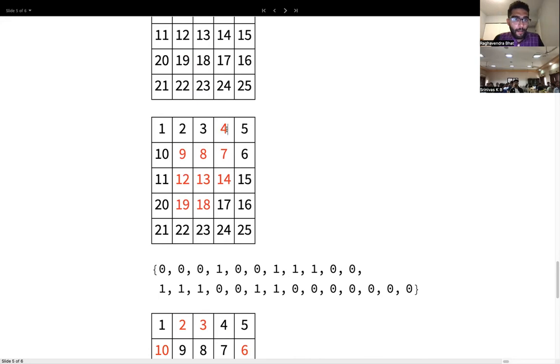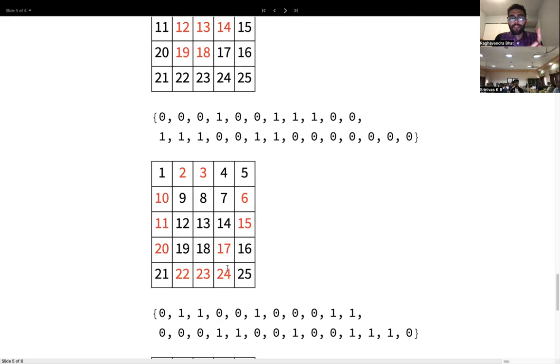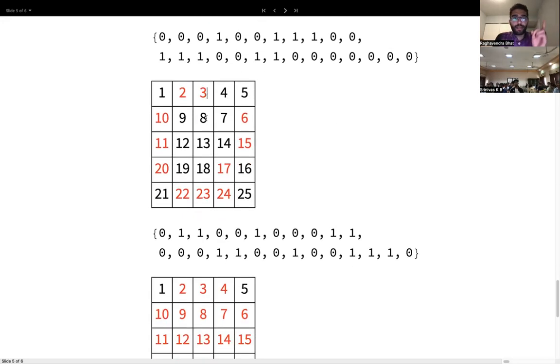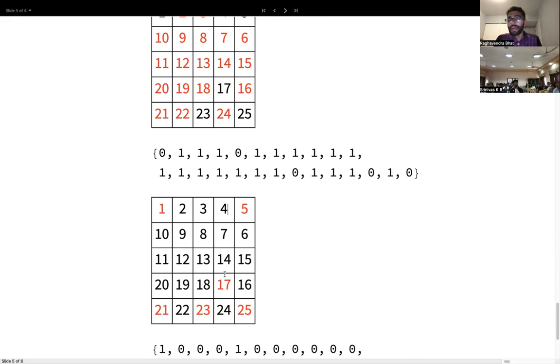So 4 is excited, but 4 has 2 prime neighbors and 2 excited neighbors. So the total is 4. And if the number of people around you is more than 3, you go back to becoming dormant. So you have primes and excited numbers together, that makes 4 go back to becoming dormant. But in the very next state, because now it has 1, 2, 3, and 4 neighbors who are either prime or excited, it goes back to becoming excited. But now, because it has 1, 2, 3, 4, 5 neighbors who are either prime or excited, it goes back to becoming black. So 4 in this case kind of oscillates.